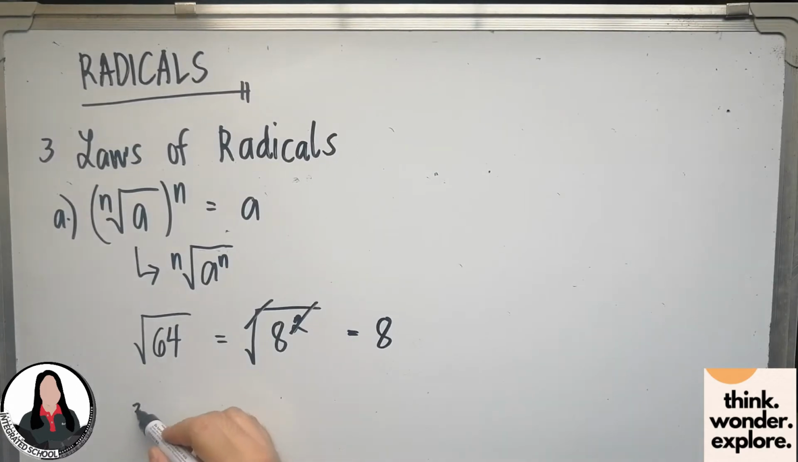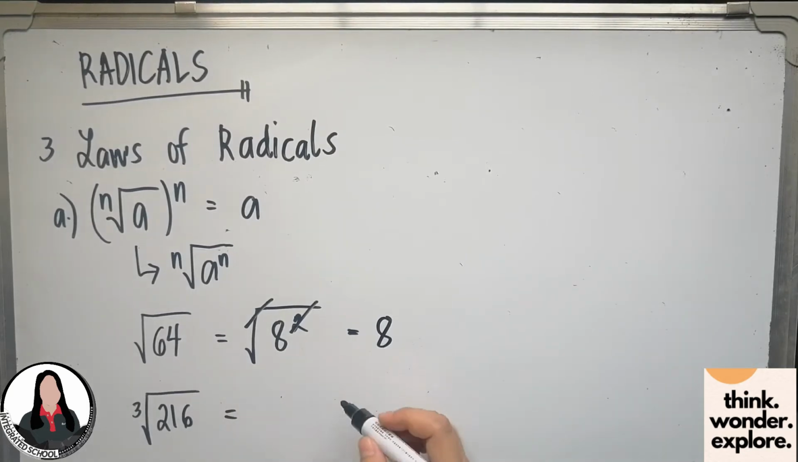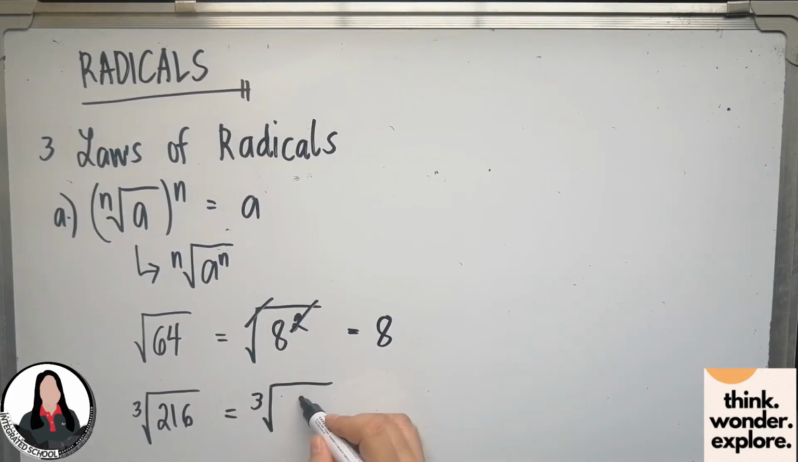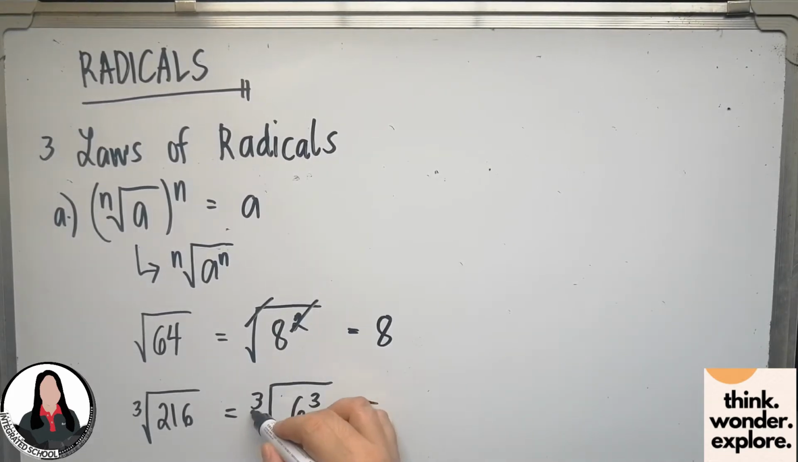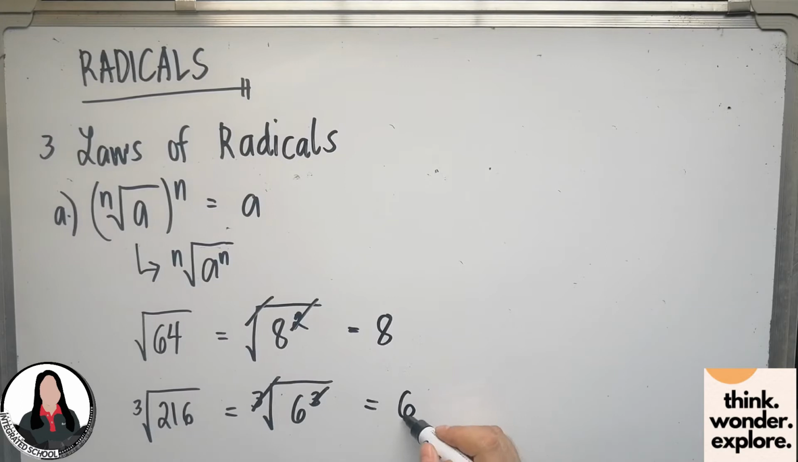Let's say we have the cube root of 216. Okay, so for the cube root of 216, we have to rewrite 216 using its exponential form. So we have cube root of 6 cubed. Therefore, we can cancel this since they are the same or they are equal, which will give us 6.